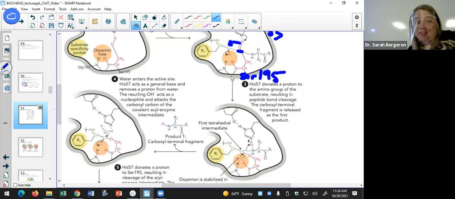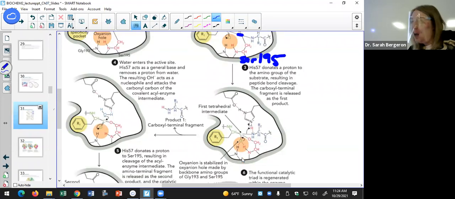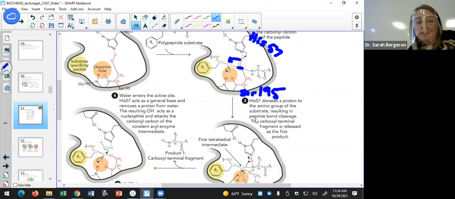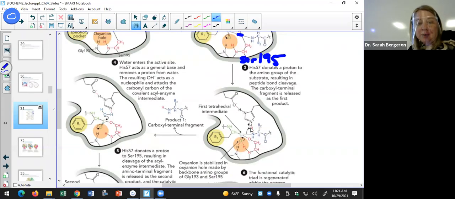Very negative. So these 2 hydrogens, one from glycine and one from serine, are going to stabilize that oxyanion. Okay, all right. So come back up a little bit. In our next step, histidine 57 is going to donate that proton. So now it has the proton here. It's going to donate the proton to the substrate. So we're going to actually donate this hydrogen to the nitrogen that's in the backbone.